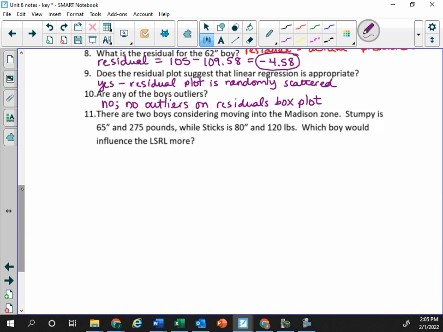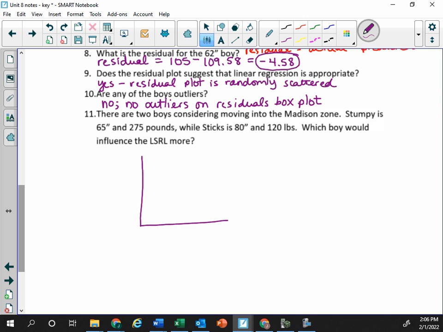Sticks. Okay. Do you remember what we talked about made a point an influential point? What was it? Yeah, remember the teeter-totter scenario? We want you way out on the x-axis. 80 inches is going to be much further out on the x-axis than the 65 inches is. Yes, the 275 pounds is very different than any of the other weights we've seen, but the 80 inches is going to have a bigger impact.